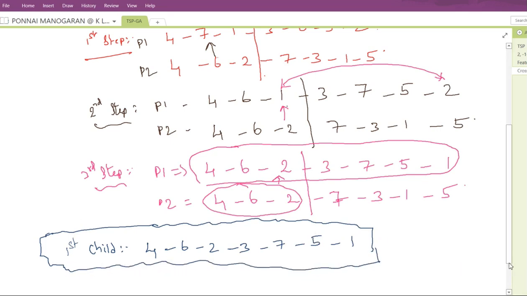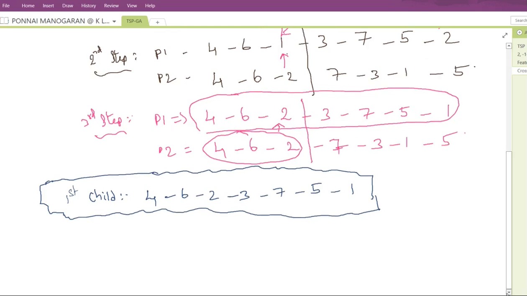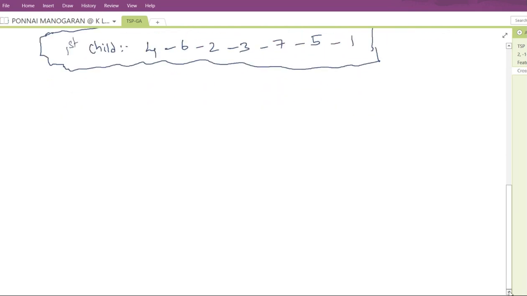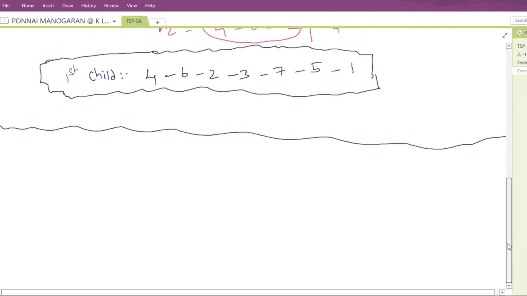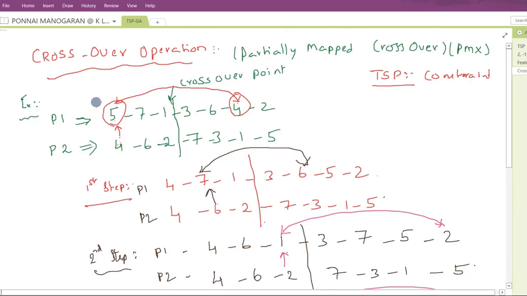Similarly, you have to generate the second child. Let us see what the procedure is. Again, this is the same procedure. You take the same parents. Whatever parents we have taken, again you have to take the same parents. So let us write P1: 5, 7, 1.